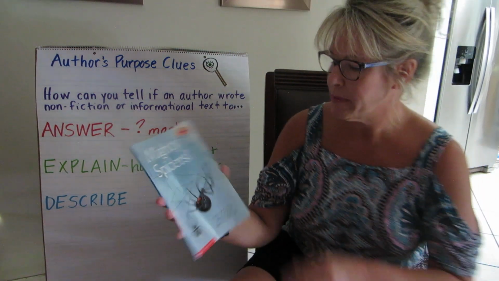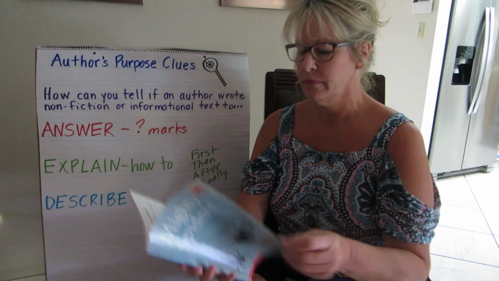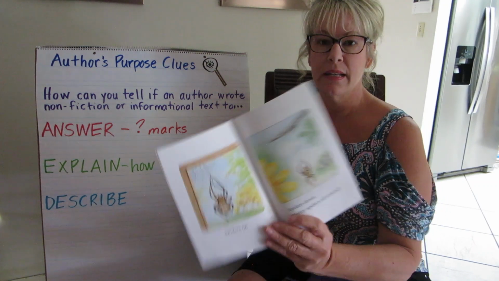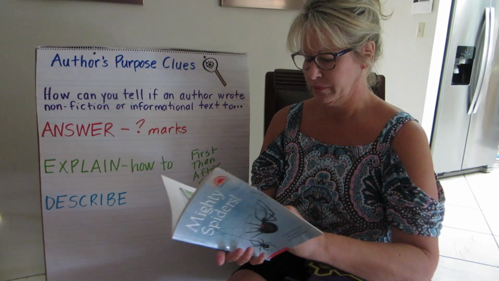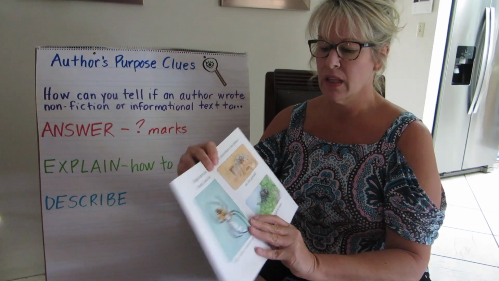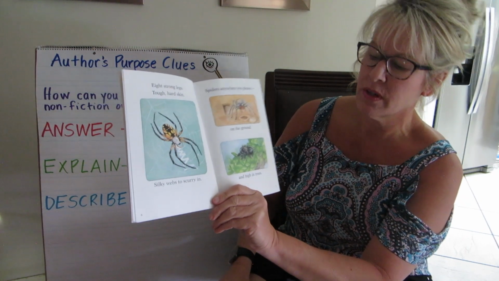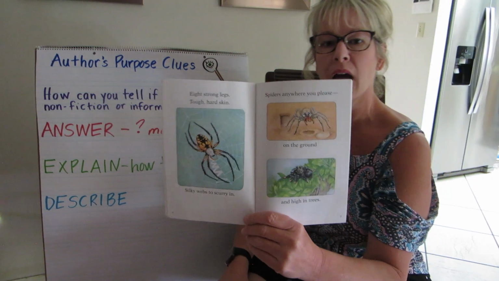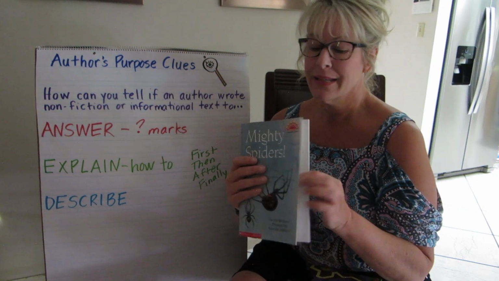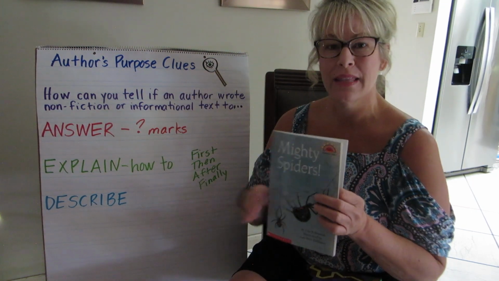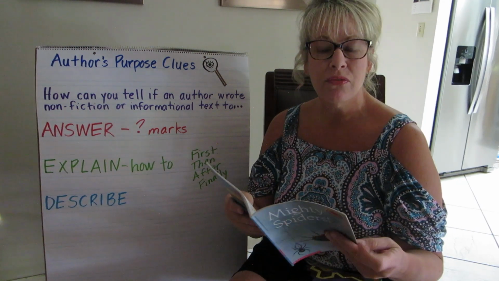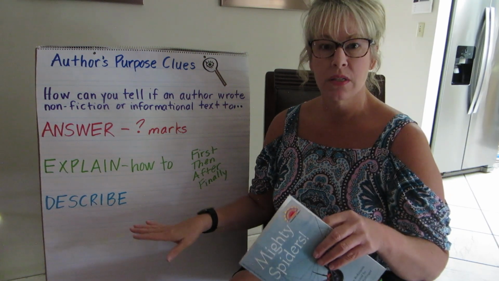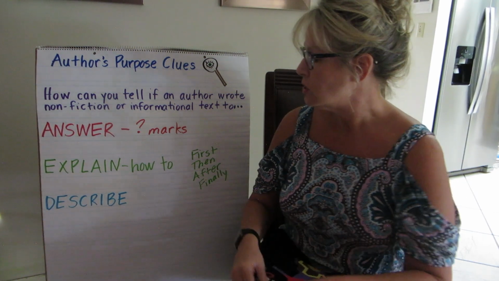So in this text, Mighty Spiders, spiders up, spiders down, mighty spiders all around. 8 strong legs, tough, hard skin, silky webs to scurry in, spiders anywhere you please, on the ground and high in trees. So in this text, I haven't even read the whole text, but you can see that there's lots of describing words. Tough, hard, 8. So those are all kinds of description words or adjectives that authors use to describe something.